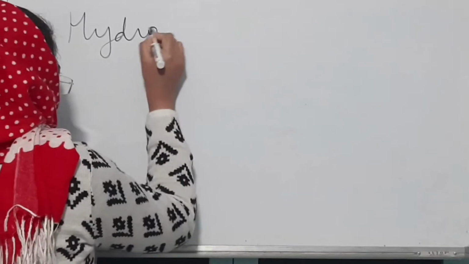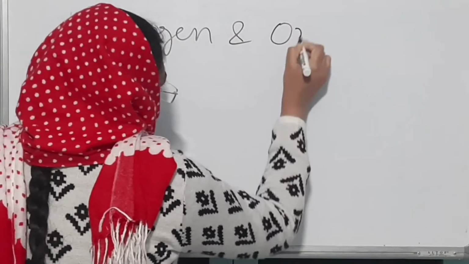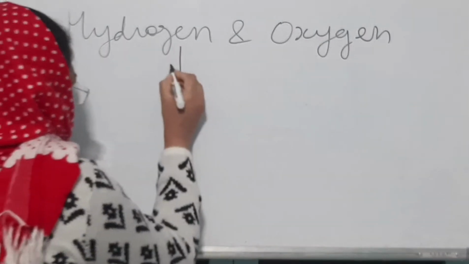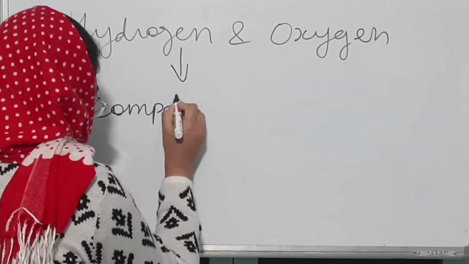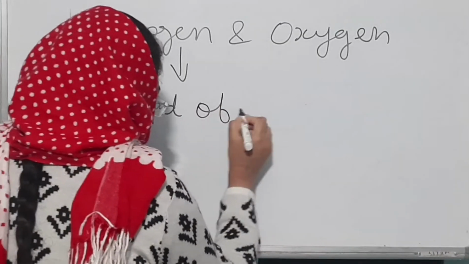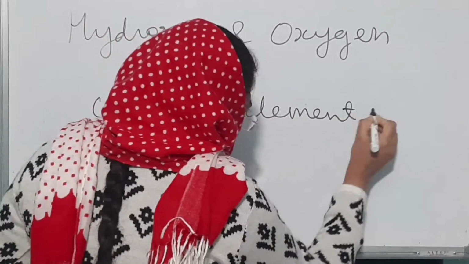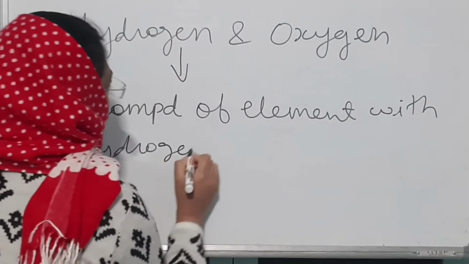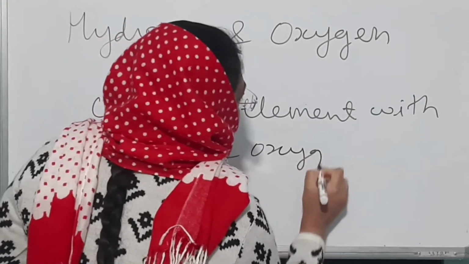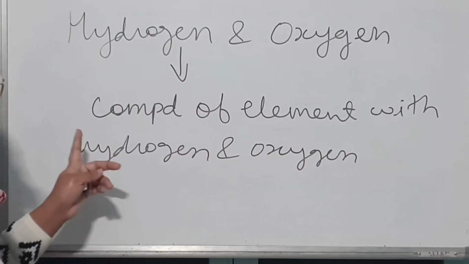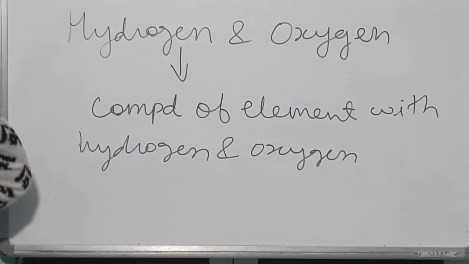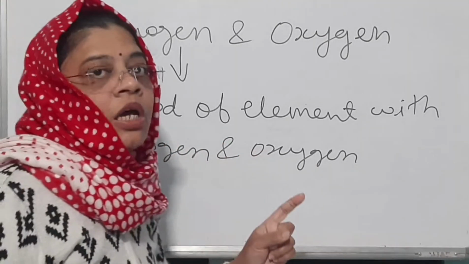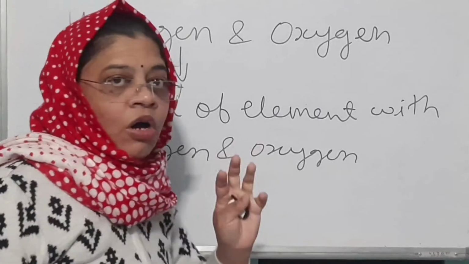Why did he choose the compounds of elements with hydrogen and oxygen? He chose hydrogen and oxygen for three reasons.